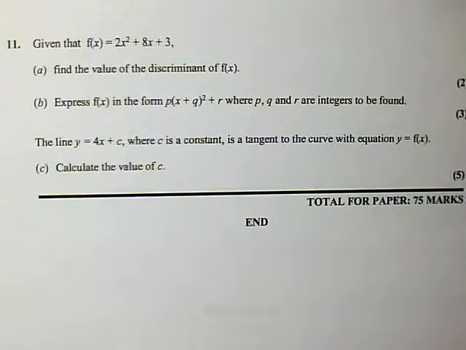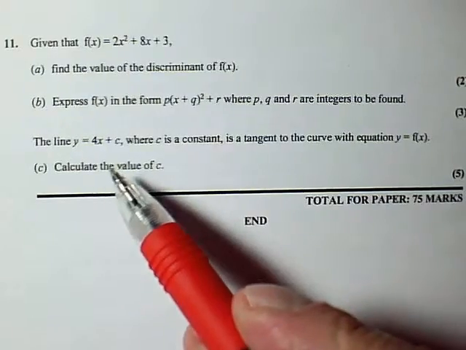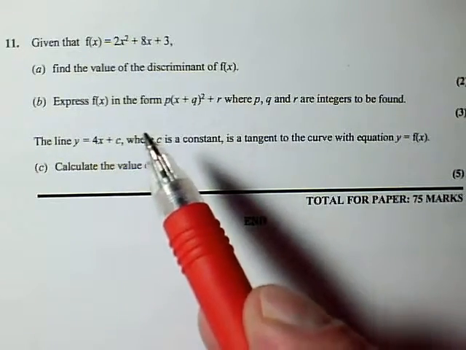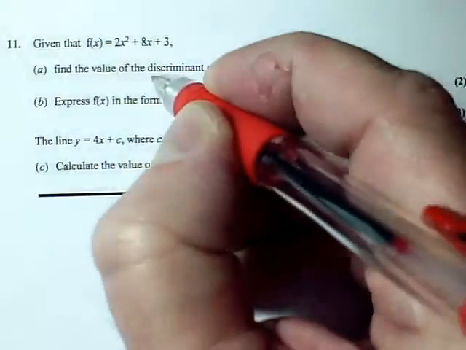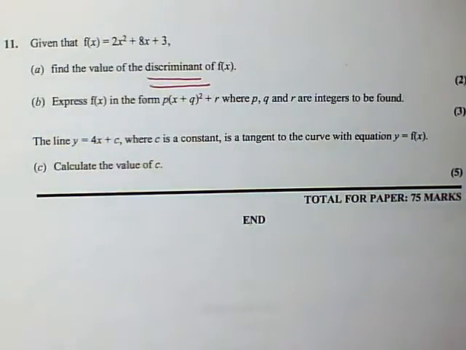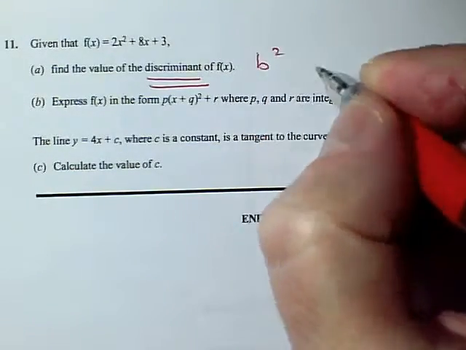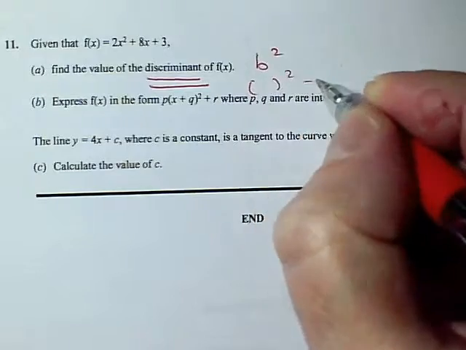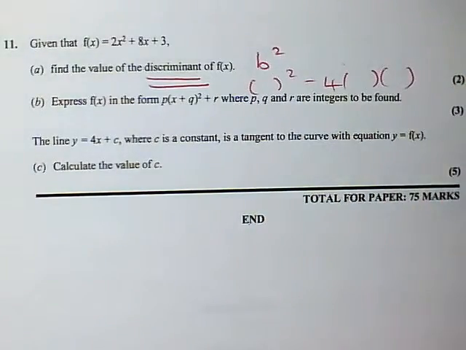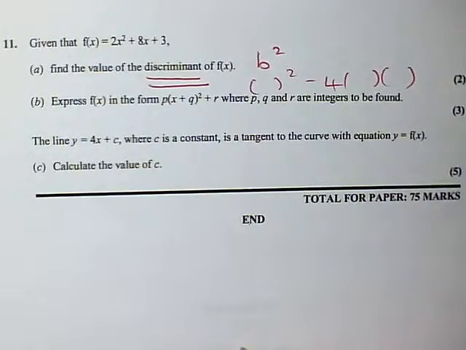Okay, question 11. Last question on the paper, so it may have some tricky bits in it, but there are loads of easy marks in this as well. Firstly, we've got to find the discriminant of this f of x. It's a quadratic equation, and the formula for the discriminant is b squared minus 4ac. So you're going to do bracket squared minus 4 bracket bracket. Put the correct values in, and you'll have finished off part A.